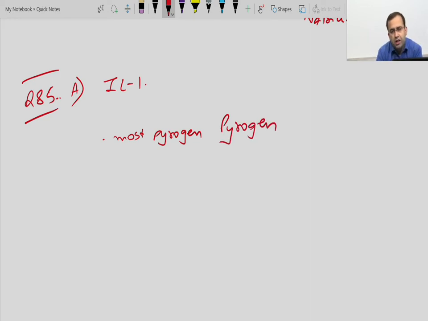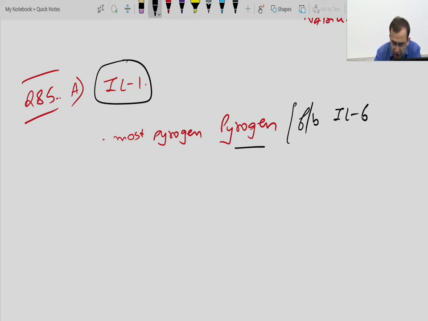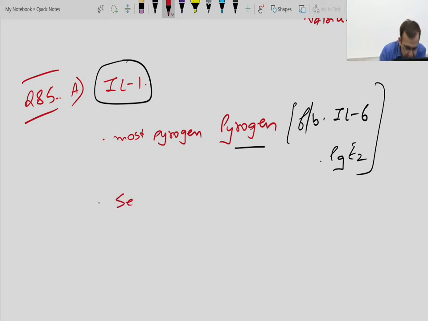Interleukin 1 has been asked so many times that now they have stopped giving the option of interleukin 1 with pyrogens. So which is the next most potent pyrogen? Followed by interleukin 6. If this is also not given in the options, the next is PGE2. Next point, interleukin 1 is secreted by macrophages, whereas interleukins 2, 4 and 5 are secreted by the T cells. So they are T cell mediated.